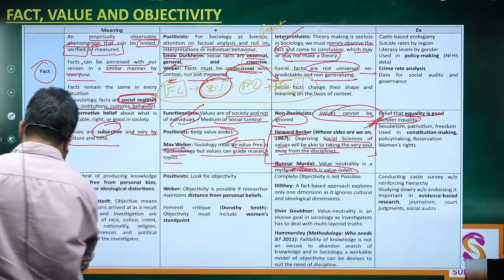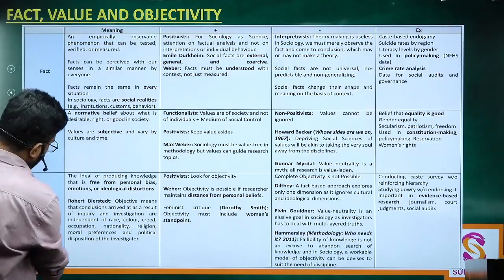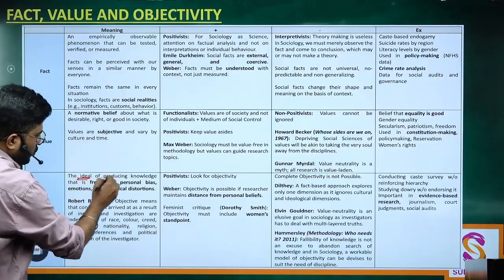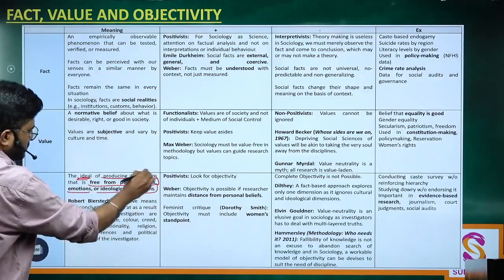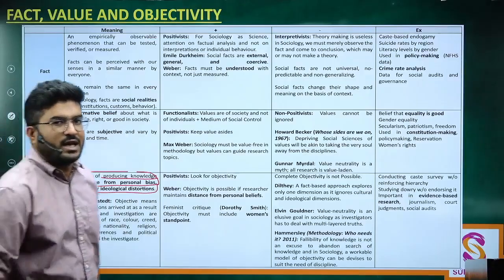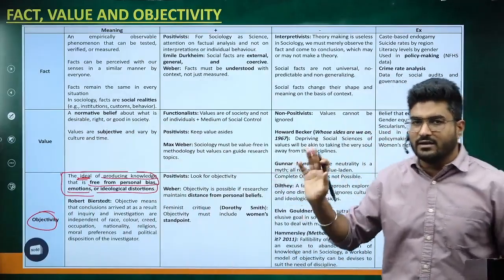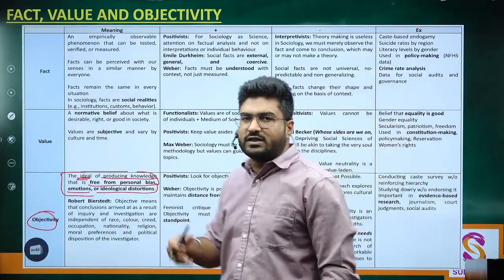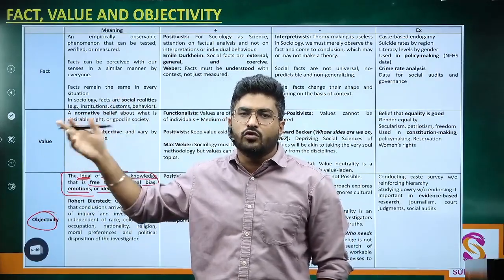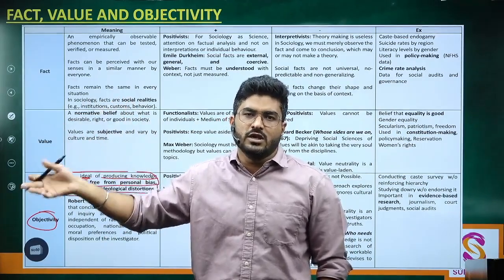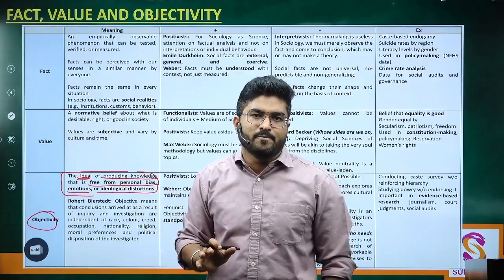Then objectivity. What is objectivity? Objectivity means the ideal of producing knowledge that is free from personal bias, emotions, or ideological distortion. Objectivity is nothing but detachment from whatever biases and prejudices you have in your mind. Whatever ideology you have been facing, when you are doing research, you have to get out of those biases, and detach yourself from those biases, prejudices, discriminatory attitude, etc.